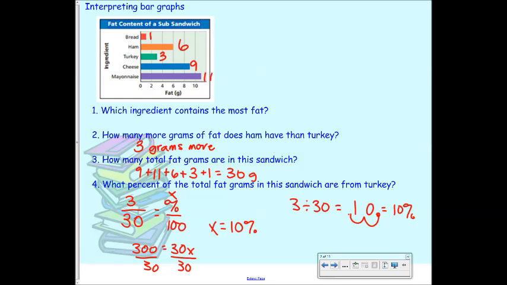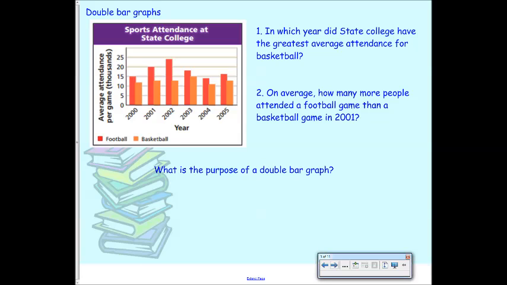So interpreting graphs just means taking the information that's displayed visually and turning it into numbers or answers and words that are telling us about this graph. Okay, so that was a bar graph. It was turned on its side. Usually bar graphs are vertical. This one is horizontal, but this is a double bar graph. What's the difference between a bar graph and a double bar graph?